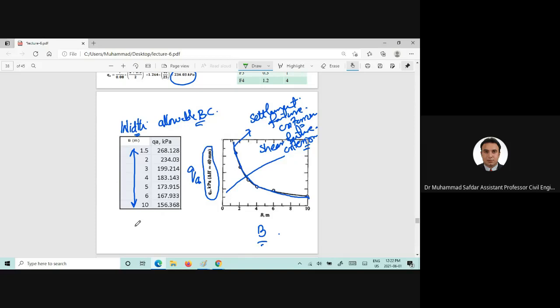you can clearly see that when the width of the footing was 1.5, this 268 kilopascal will cause how much settlement?